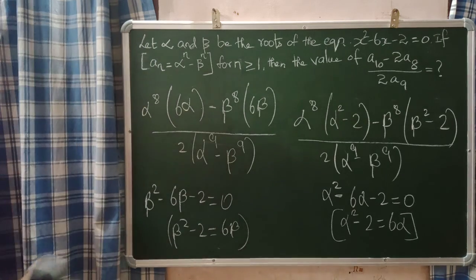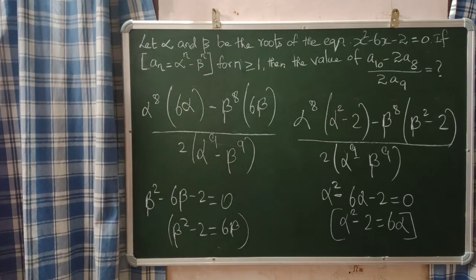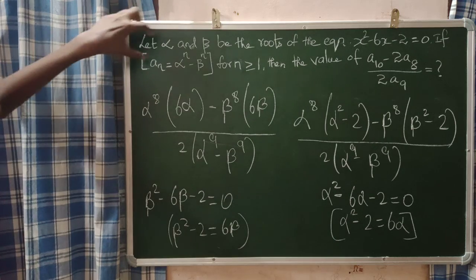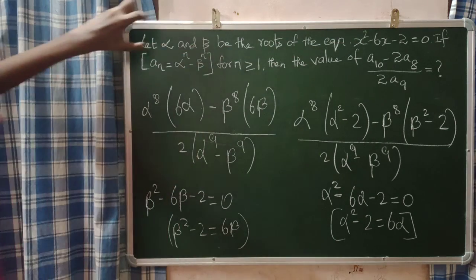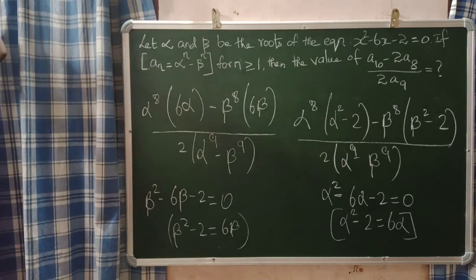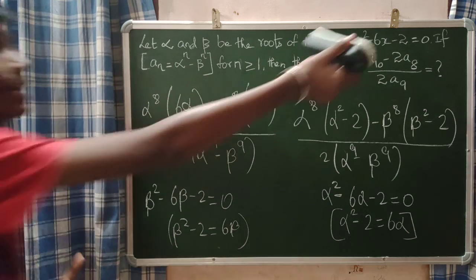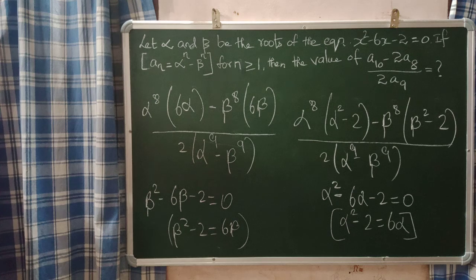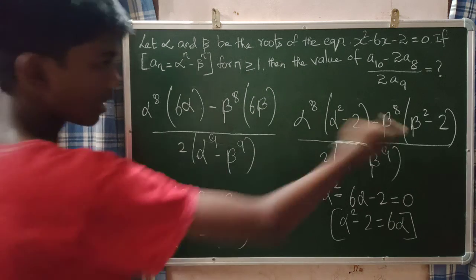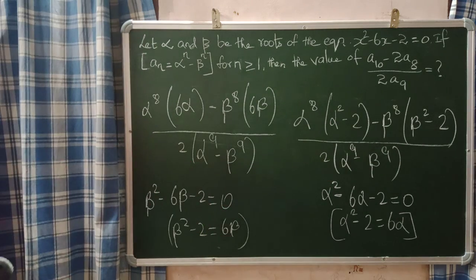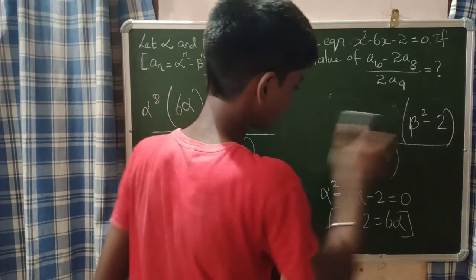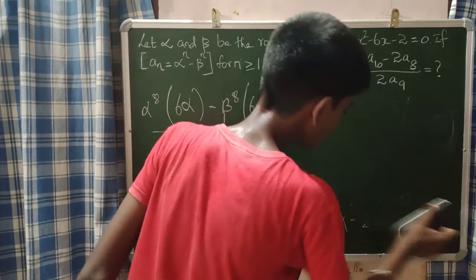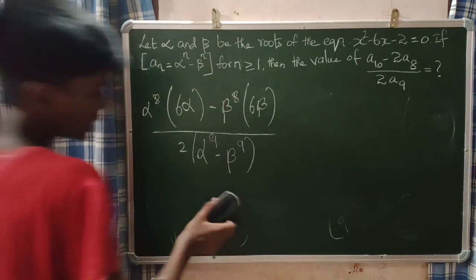I will repeat once again guys. I found the values of beta square minus 2 and alpha square minus 2 just by using this hint. That is why I use this particular hint given in the question, in order to find the values of beta square minus 2 and alpha square minus 2, that is 6 alpha and 6 beta respectively. So I can write this term as 6 alpha and this term as 6 beta. That's what I wrote now. Now I will rub this, I can also rub this because we don't need it now.